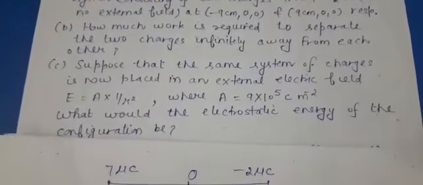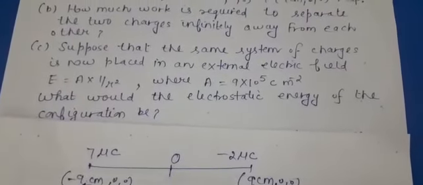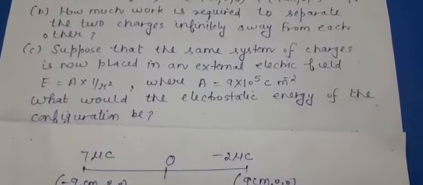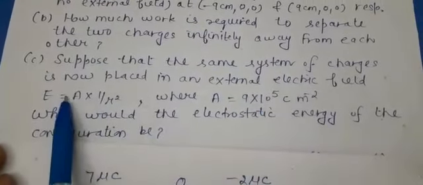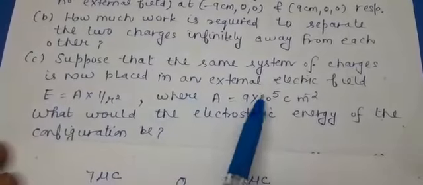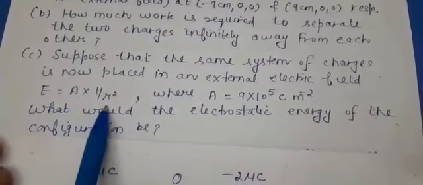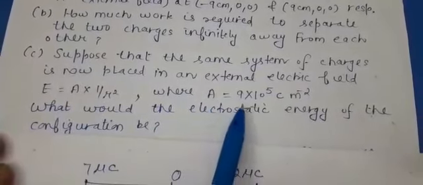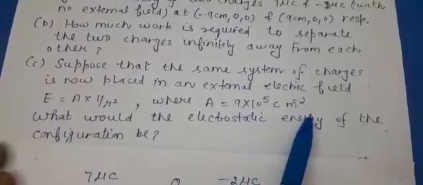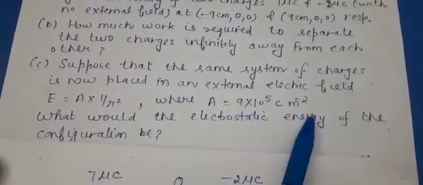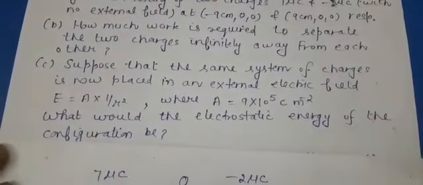So in the first and second parts, we have calculated the values. Now just be careful while understanding the C part. Suppose that the same system of charges is now placed in an external electric field, which is given to be A upon R square, where A is a constant having the value 9 into 10 raised to the power 5 coulomb per meter square. We don't know anything about it, just the value has been given. What would the electrostatic energy of the configuration be?